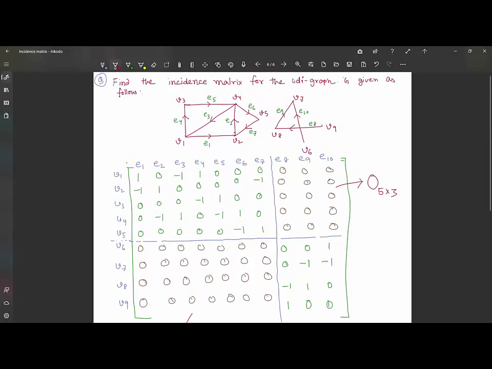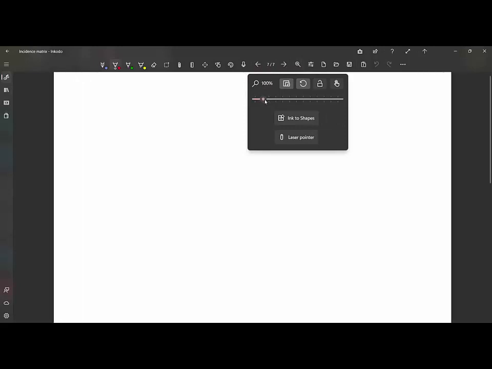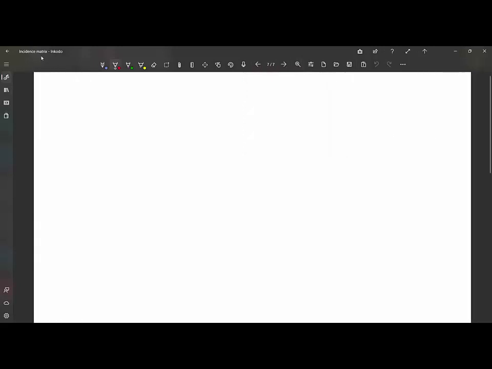For the incidence matrix also, similarly, you can draw the graph from the given incidence matrix. That means suppose the matrix is given and you have to find the graph, you can also do that. So let's take one problem of this type. This is the problem where you have to draw the graph.